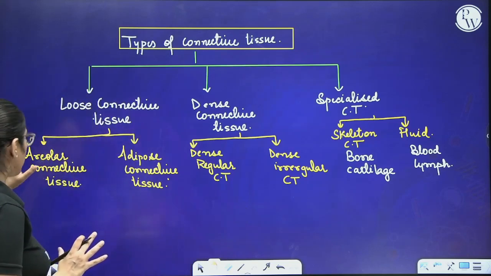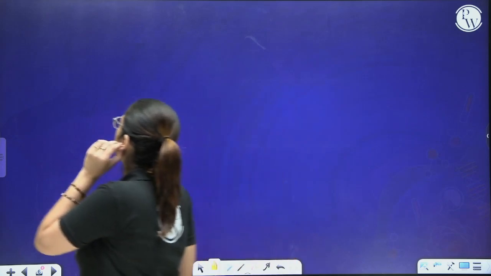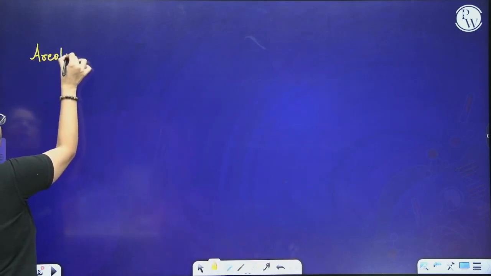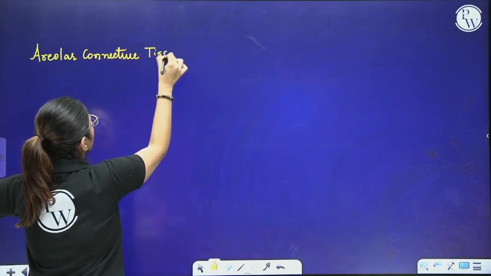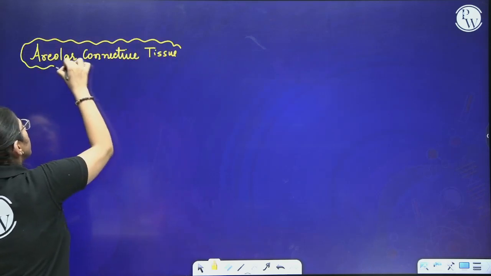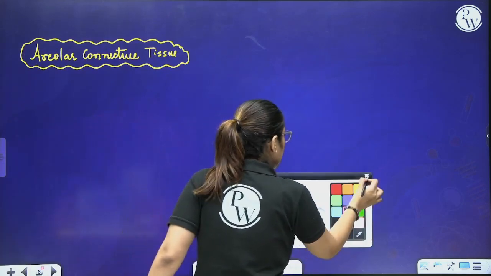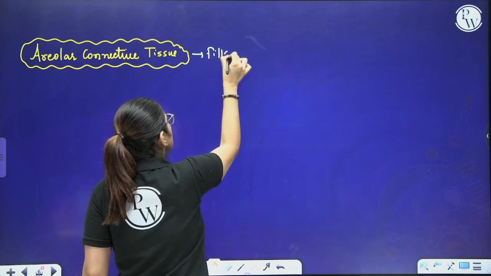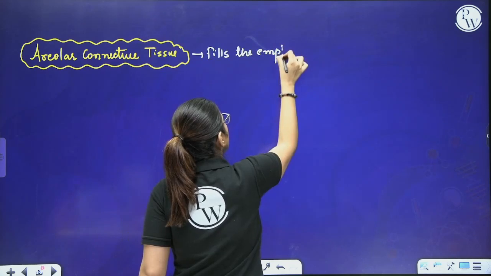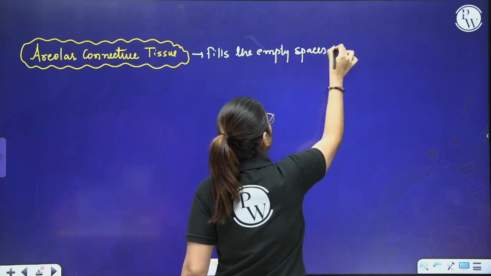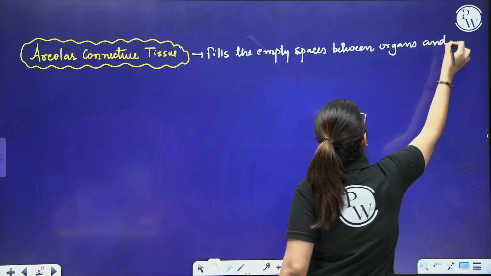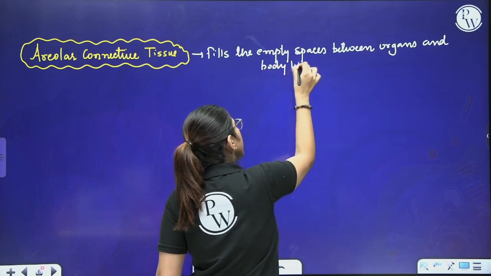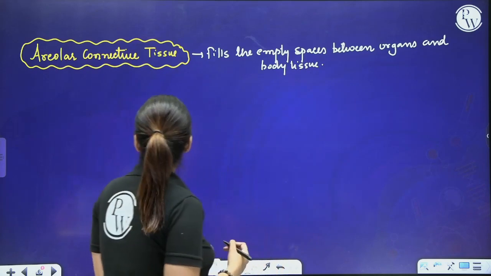So, first of all, we are going to start with the loose connective tissue. In the loose, let's first talk about the areolar connective tissue. Areolar connective tissue is the tissue which fills the areola. Areola means empty spaces. So this is the one which fills the empty spaces between organs and body tissues. They basically act as a shock absorber, right? This is areolar connective tissue.